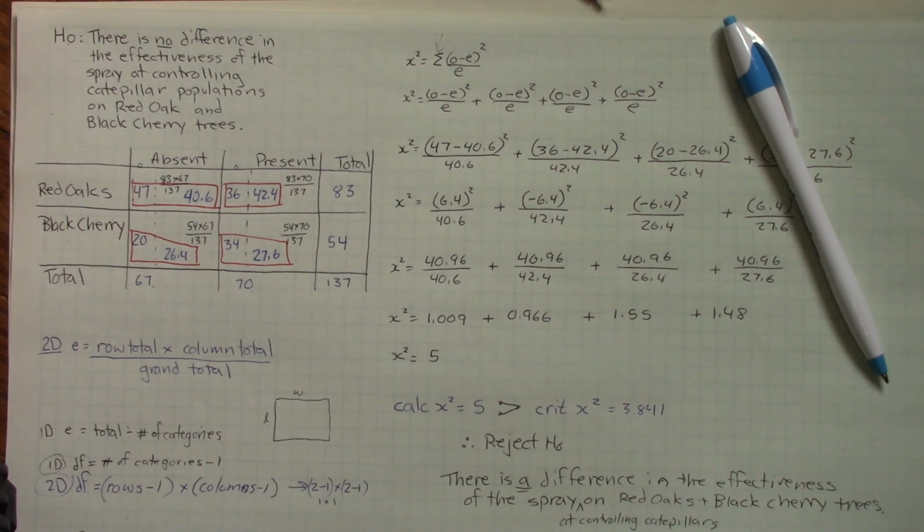This is an interesting result because we just tested the effectiveness of this spray on sugar maples and poplars, and we found that there was no difference in the effectiveness of the spray on those 2 species of trees. So this pesticide is more effective on some trees than others. We saw a difference between red oaks and black cherries, but we didn't see a difference between sugar maples and poplars.